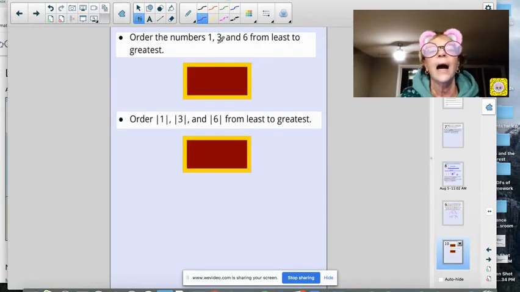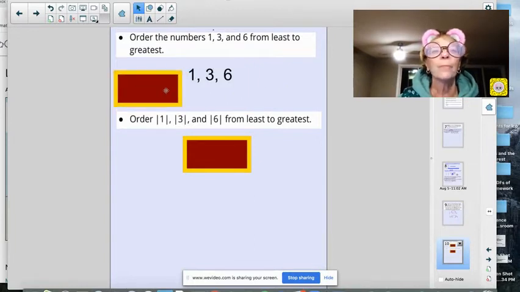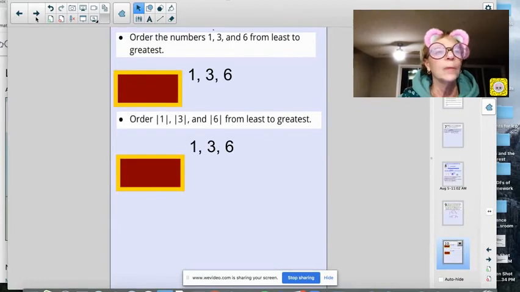So I'd like you to take a second with your materials and try to order these numbers from least to greatest: 1, 3, and 6. Ooh, this is a brain teaser. Kidding. Right there they are. So now we've got the absolute value of 1 and the absolute value of 3 and the absolute value of 6 from least to greatest. And it's the same. That should make sense to you, I hope. These are all positive anyway, and out they come positive.